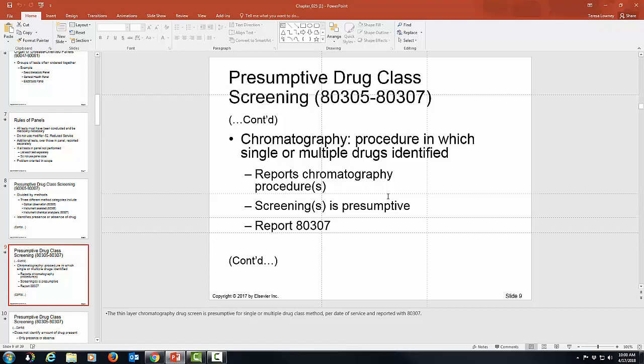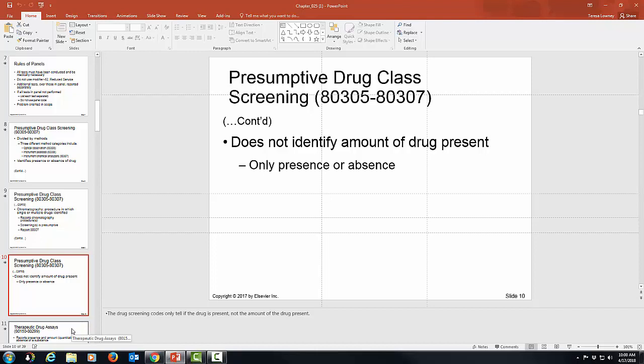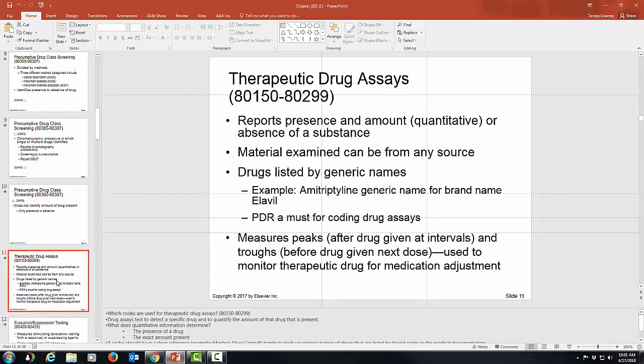Chromatography is a procedure in which single or multiple drugs are identified. So the screening is presumptive, and you're going to report it with 80307. This can be a single or multiple drug class per date of service, and this is how it's reported. It doesn't identify the amount of the drug present.